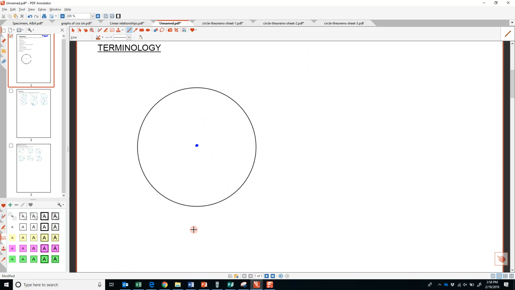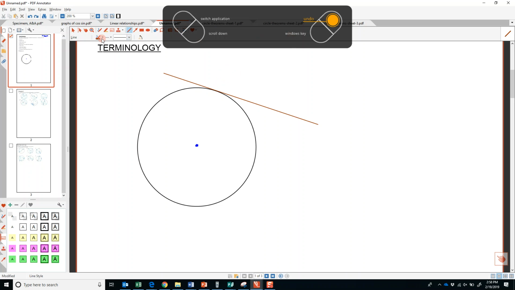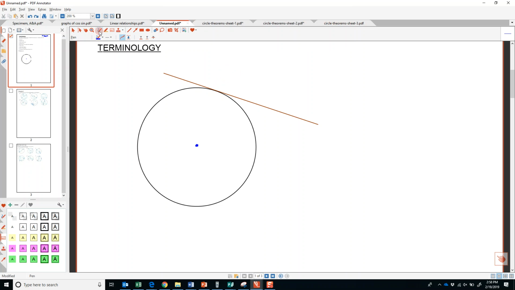Is it on the edge of the circle? Touch the edge of the circle, yeah. Okay, that is a tangent, because it has to touch the circle once. It touches a curve at one place. Draw it, please, and we're going to write a tangent.